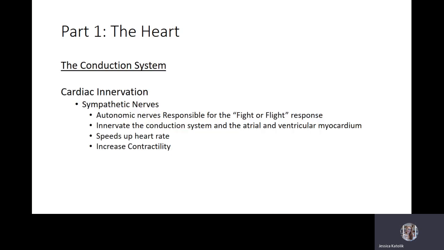So the sympathetic nervous system is going to be our fight or flight, and this is going to help us deal with dangerous situations, nervous situations, or even if we're just working out. And what will happen is this will actually innervate the conduction system, so like the SA node and AV node, and it will also innervate the atria and ventricular myocardium, the muscles of the heart as well. Because it innervates the conduction system, it's going to speed up the heart rate, so it's going to make our heart beat faster, help increase our blood pressure and stuff like that.